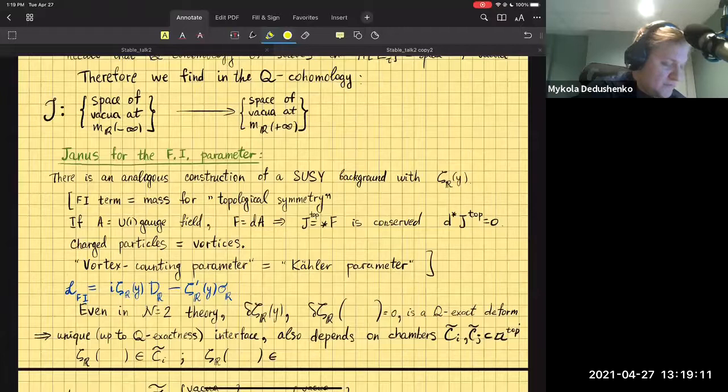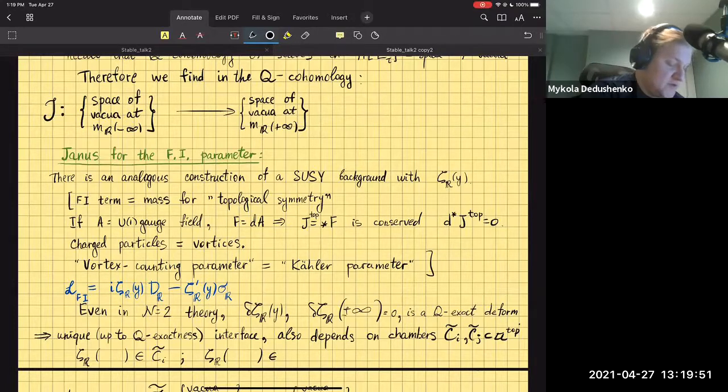So one can do an analogous thing and construct the background with a phi term that changes in y. In this case, I can also write you an explicit Lagrangian. It's just slightly shorter than in the mass case. And it's actually simpler, because even in an N=2 theory, the deformation of the profile of the phi parameter is Q-exact. So this deformation of the Lagrangian is Q-exact as long as I keep the phi parameter fixed at infinities.